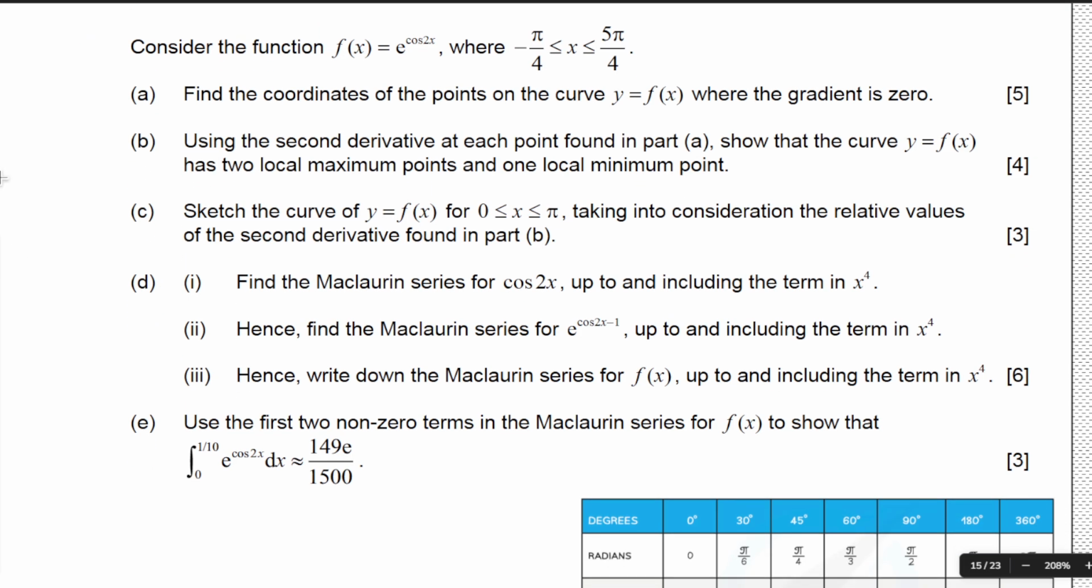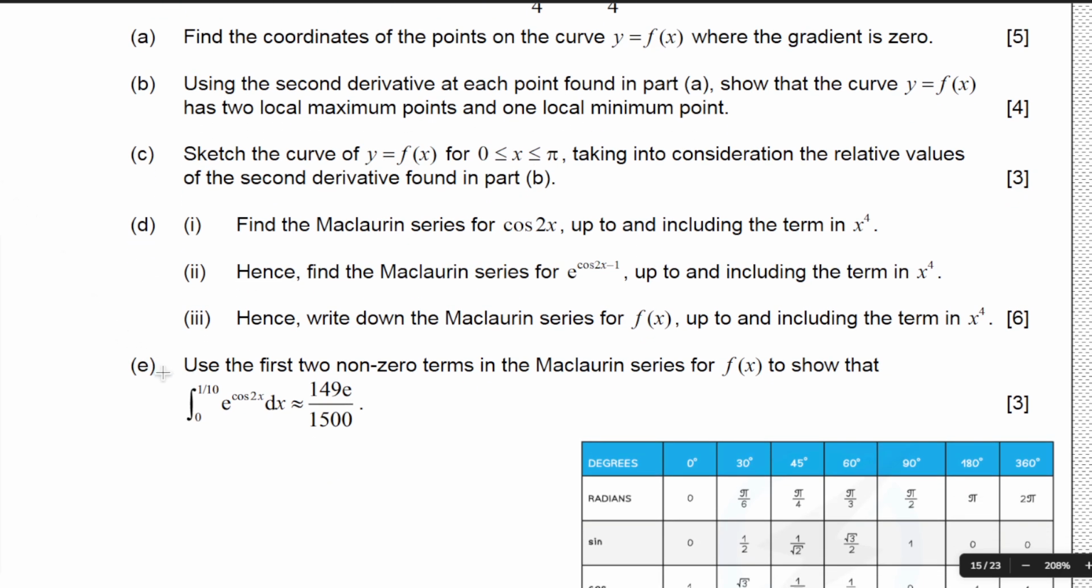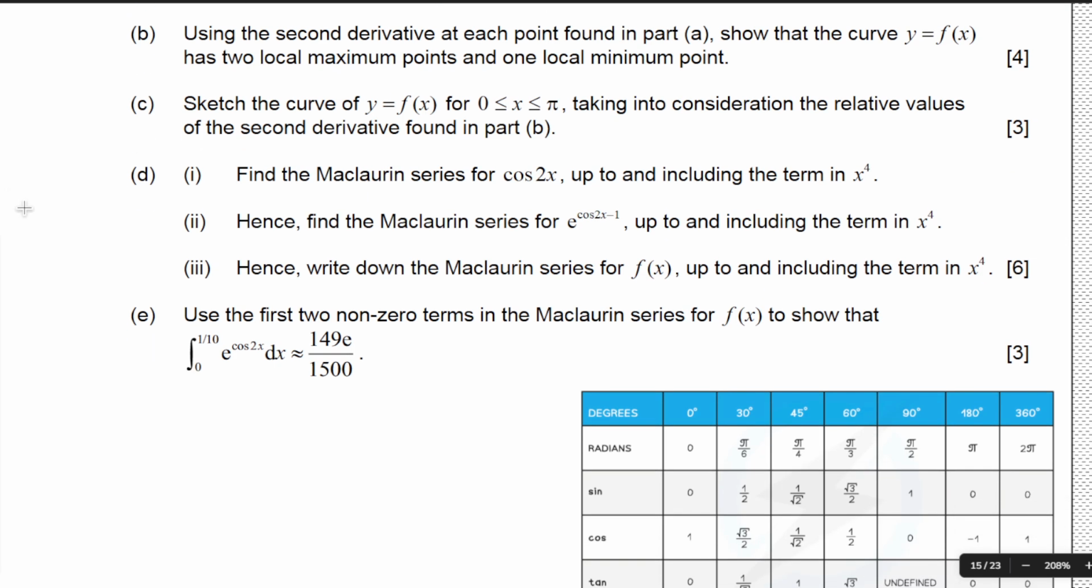Find the Maclaurin series for cos 2x up to and including the term in x power 4. Hence, find the Maclaurin series for e power cos 2x minus 1 up to and including the term in x power 4. Hence, write down the Maclaurin series for f of x up to and including the term in x power 4. Use the first two non-zero terms in the Maclaurin series for f of x to show that the integral of e power cos 2x dx from 0 to 1 over 10 is equal to 1 over 149e over 1500.